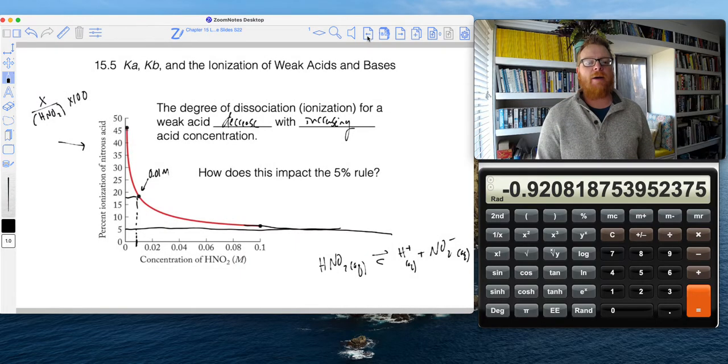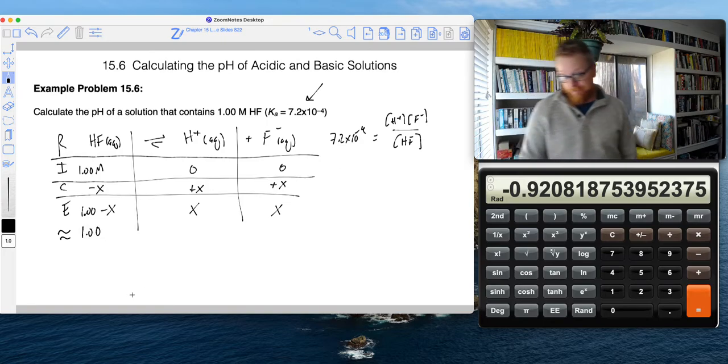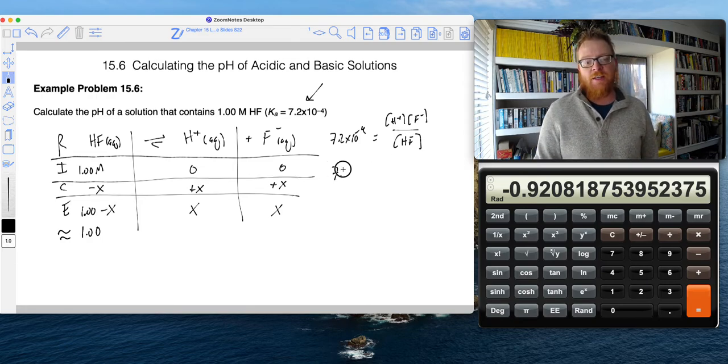So let's back up a couple slides here. Look, we talked about how the more concentrated our weak acid is, the more likely it's going to pass the 5% rule. And that's exactly what we have going on here in this calculation: 1.00 molar and 7.2 times 10 to the minus 4. So I'm going to make the 5% rule assumption, which is up here. I'm going to assume that 1.00 minus x is just approximately 1.00. And that's going to make calculating this a breeze, as you will see.